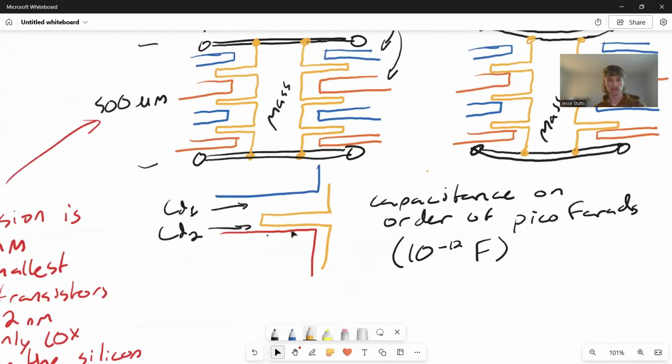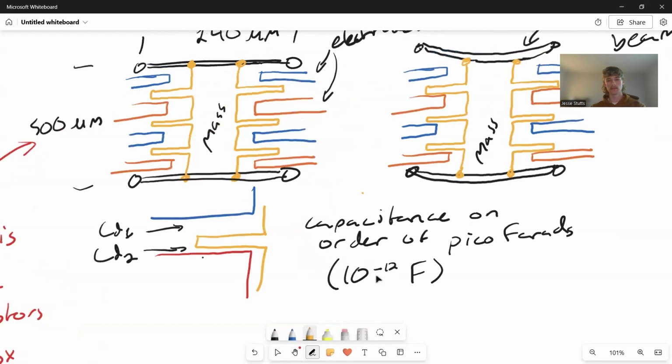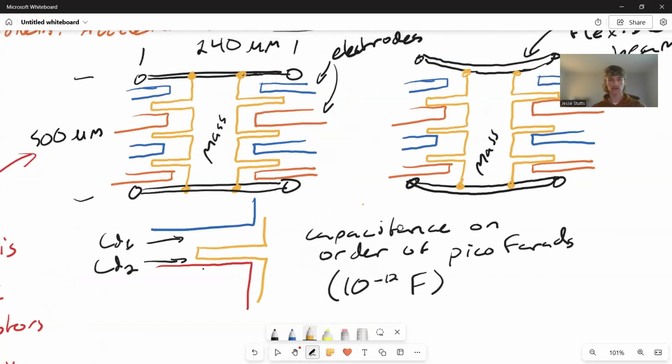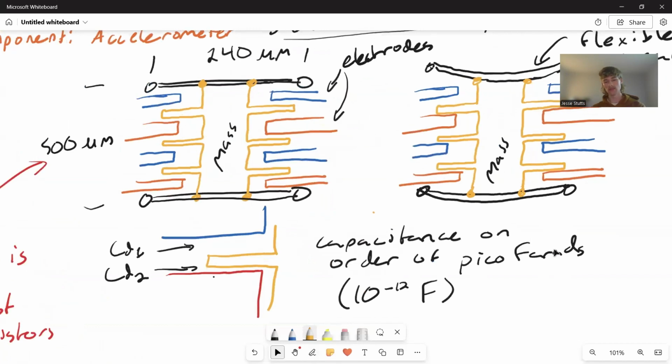As the beams deflect, the fingers get close to one set and further away from the other. So you have two different capacitances. And that is why it's a differential capacitor. It's basically subtracting these two values instead of just reading one capacitive value all the time. And this capacitance is on the order of picofarads. So it's very, very small, which is where the signal amplification and filtering becomes so important.